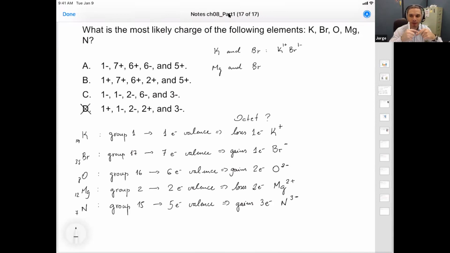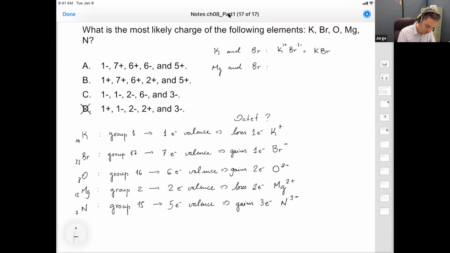You always have to cross the charges. If it is 1 and 1, nothing needs to be done. And the formula of the compound is going to be KBr, potassium bromide. And that's an example of an ionic compound because one element lost and the other one gained electrons. Potassium needs to lose one and bromine really wants to gain one electron. Perfect combination.